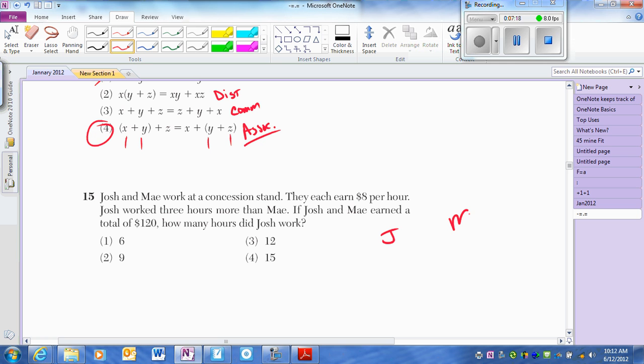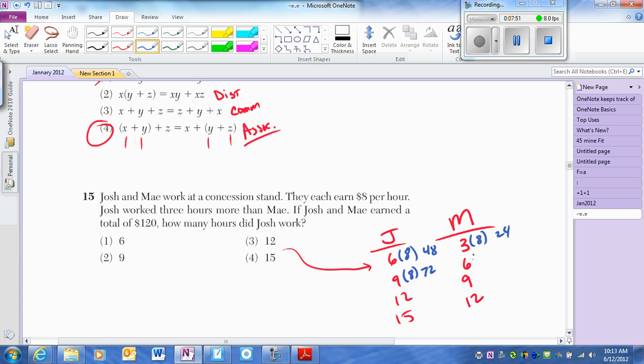So Josh and May. These want to know which one of these is Josh's. So these go with Josh. So Josh can work 6, he can work 9, he can work 12, he can work 15 hours. Josh worked 3 hours more than May. So May would be 3 here, May would be 6 here, May would be 9 here, May would be 12 here. And they make $8 an hour. So I multiply by 8 to figure out how much money they make. In this case, I got 48 and 24. Do those add up to 120? Don't think so. Multiply by 8, I get 72. Multiply by 8 here, I get 24. 72 and... oh, this isn't 24. This is 48. 48. 120. So he works 9 hours.